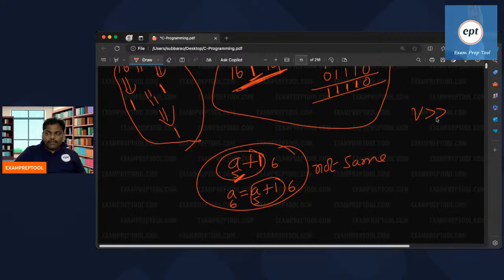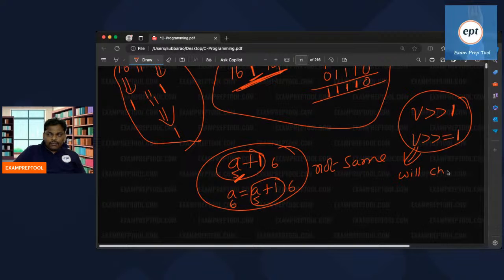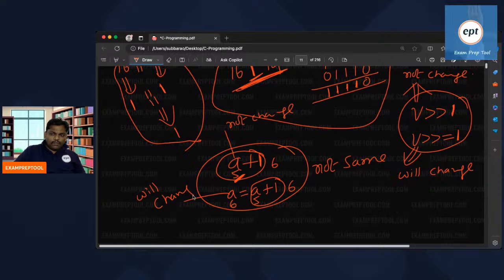Similarly, see this one. This is right shift. This is also right shift. Both are different. Here V will change, but here V will not change because there is no modification. Here A does not change, but here A will change. Fine. These are small things.